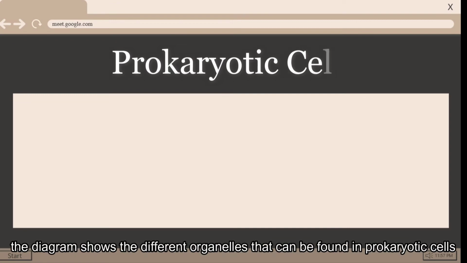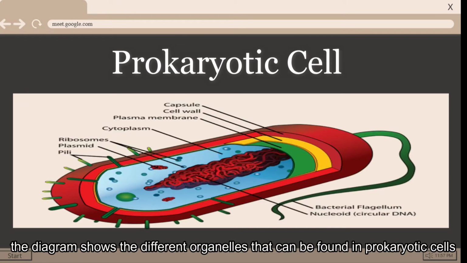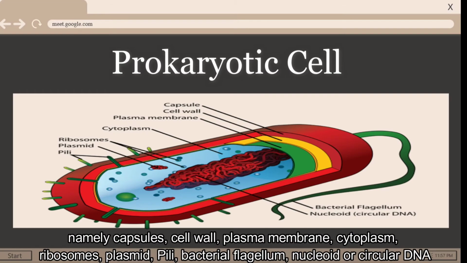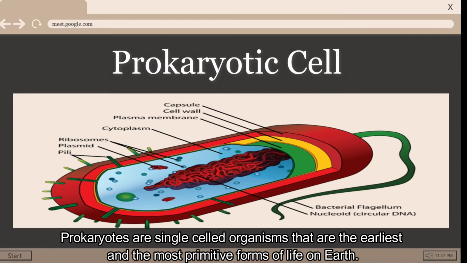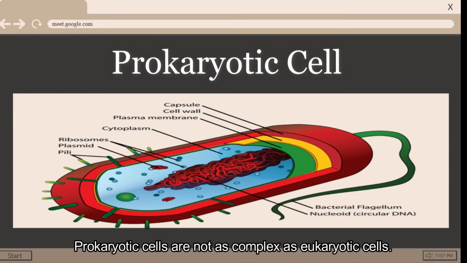Prokaryotic cell. The diagram shows the different organelles that can be found in a prokaryotic cell, namely capsule, cell wall, plasma membrane, cytoplasm, ribosomes, plasmid, pili, bacterial flagellum, and nucleoid, or circular DNA. Prokaryotes are single-celled organisms that are the earliest and most primitive forms of life on Earth. Prokaryotic cells are not as complex as eukaryotic cells.